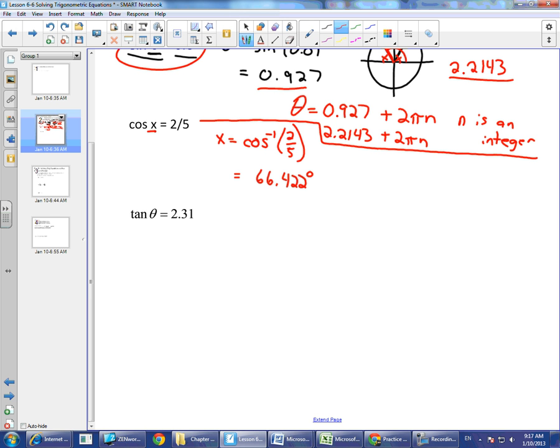So what I'm going to do is pull out my unit circle. I'm going to draw in an angle measurement of 66.42, which would be about here. And then I have to think to myself, where else on the unit circle am I going to have a cosine value that's the same? So again, that's going to be the x value of this point, which is going to be down here. Okay, so again, this here is 66.422.